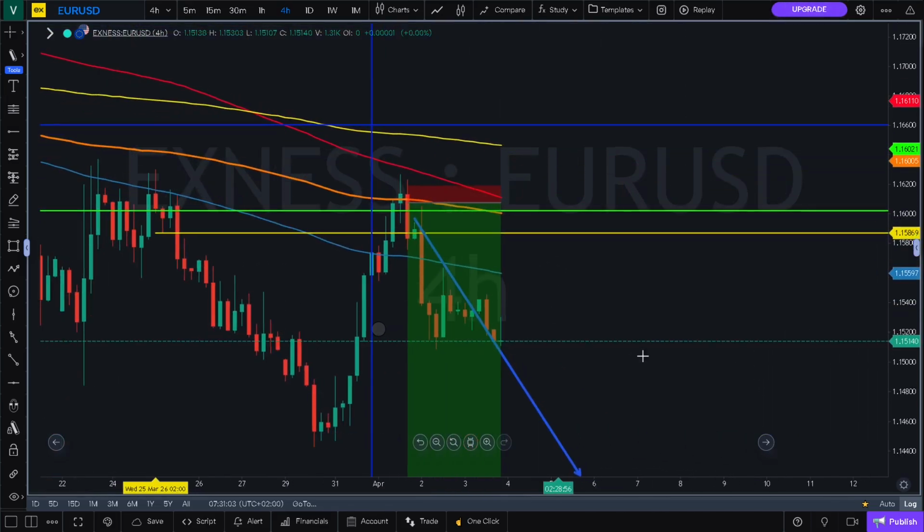Let me zoom in and see what happened. This is exactly what happened. After this, we got a pullback, retested the 200 moving average, retested most importantly the 14-day and the wave liquidity, and then started making bearish patterns from these levels here in the lower time frames, and we took advantage of that, and we are already on our setup to the downside.